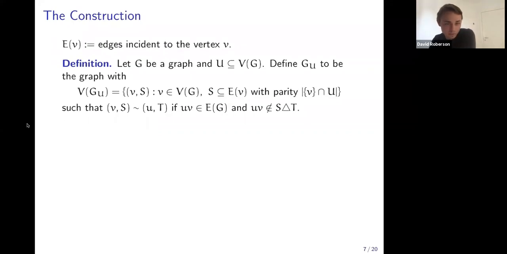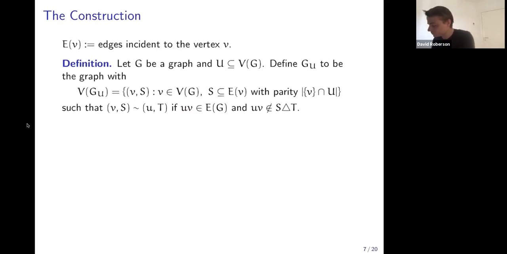And then the adjacency condition. Two such ordered pairs are adjacent if, first of all, the first coordinates are adjacent in the graph G. And secondly, the second coordinates essentially agree on the edge UV. This triangle is symmetric difference. So this says that the edge UV is not in the symmetric difference of S and T, which just means that it's either in both S and T or in neither. I think of this as S and T agreeing on whether or not they contain the edge UV.